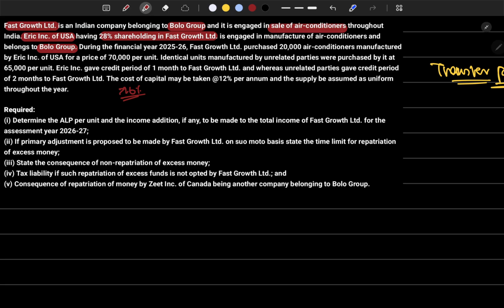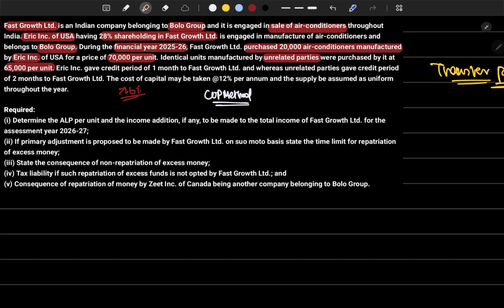During the financial year 25-26, Fast Growth purchased 20,000 air conditioners manufactured by Eric at a price of 70,000 per unit. Identical units were sold in a comparable unrelated party transaction, which has been given in the question as 65,000 per unit. So this method is the CUP method, and we are going to use the CUP method here.